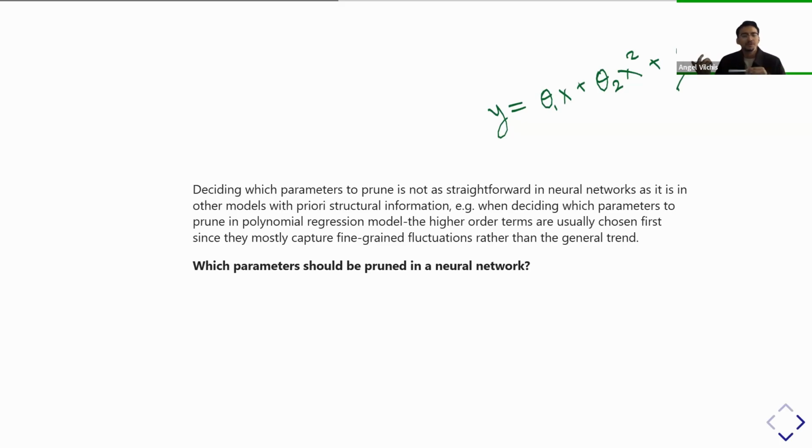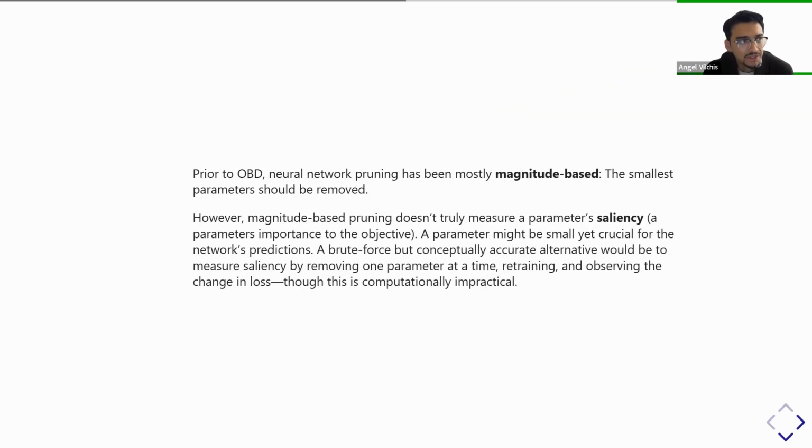But with a neural network, it's less clear which parameters we would remove. So this question is what this paper, OBD, optimal brain damage, addresses, as well as optimal brain surgeon. Which parameters should we remove in a neural network? Prior to optimal brain damage, most of the pruning work revolved around magnitude-based pruning, which is the idea that the smaller the parameter, the less important it is. So we remove the smallest parameters first.